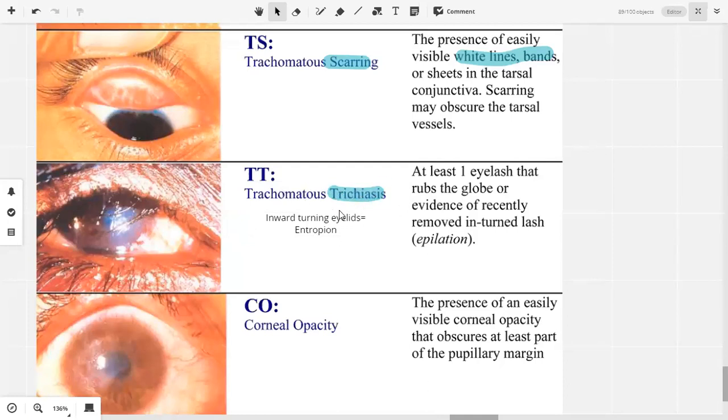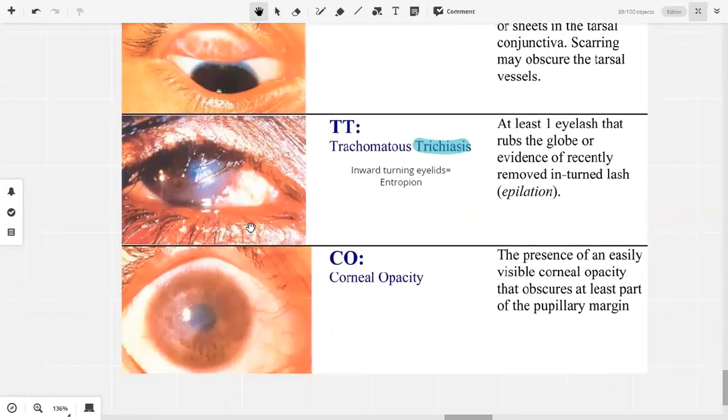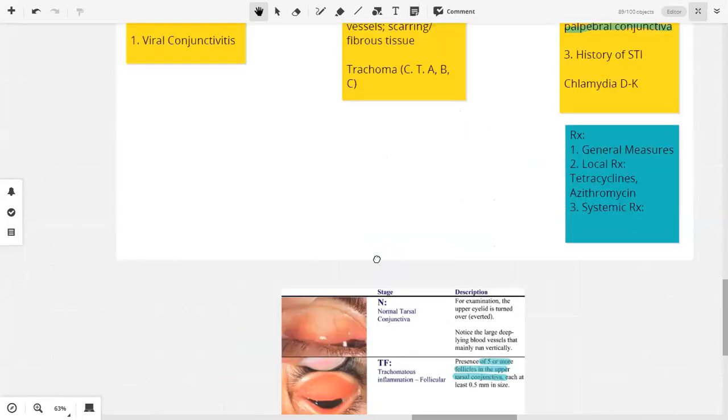And if there is enough trichiasis, and if there is constant irritation of the cornea, what will happen? A corneal ulcer may develop. And after a corneal ulcer heals, a corneal opacity will develop. And that is the last stage of the FISTO classification, in which we have a corneal opacity. So this classification is important. You have to remember the FISTO classification.